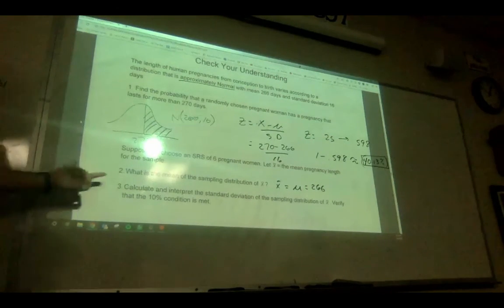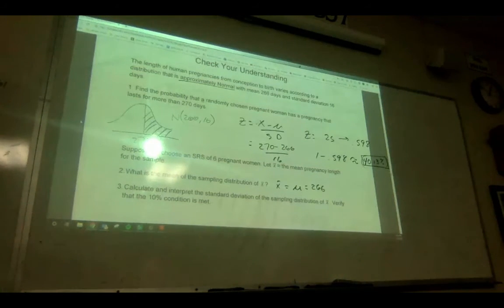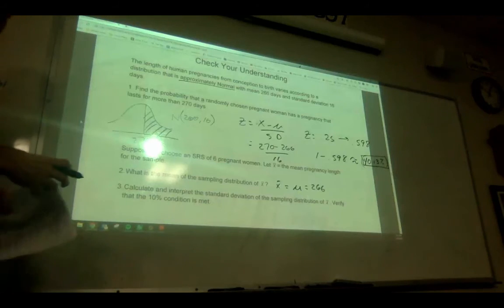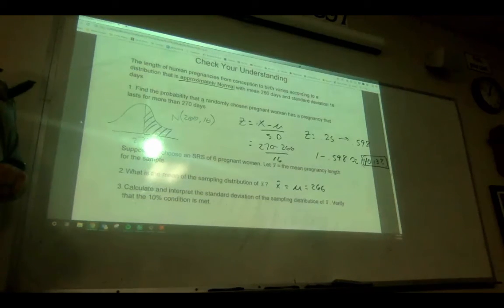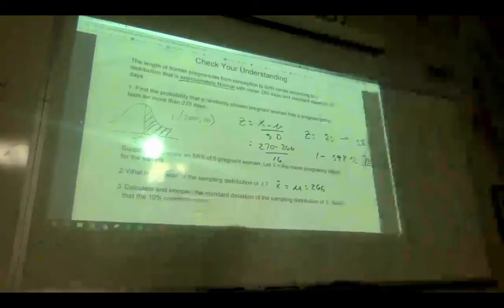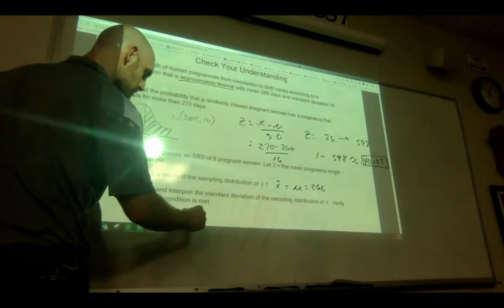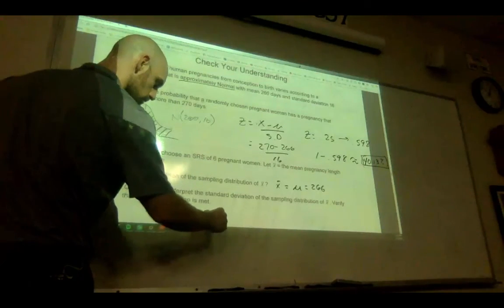And if that's true, for the standard deviation, what we need to do is verify the 10% condition. What is the 10% condition? The sample is less than 1/10 of the whole. And why does that matter? Because if it's greater, then it takes on its own characteristics. Correct. So 6 is less than 1/10 of all pregnant women.